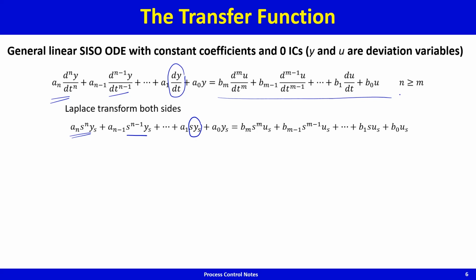For real systems, for physically realizable systems, n is usually greater than m. The highest derivative of the output is usually greater than or equal to the highest derivative of the input. Why do we say that? I mean, it's a very simple thing.